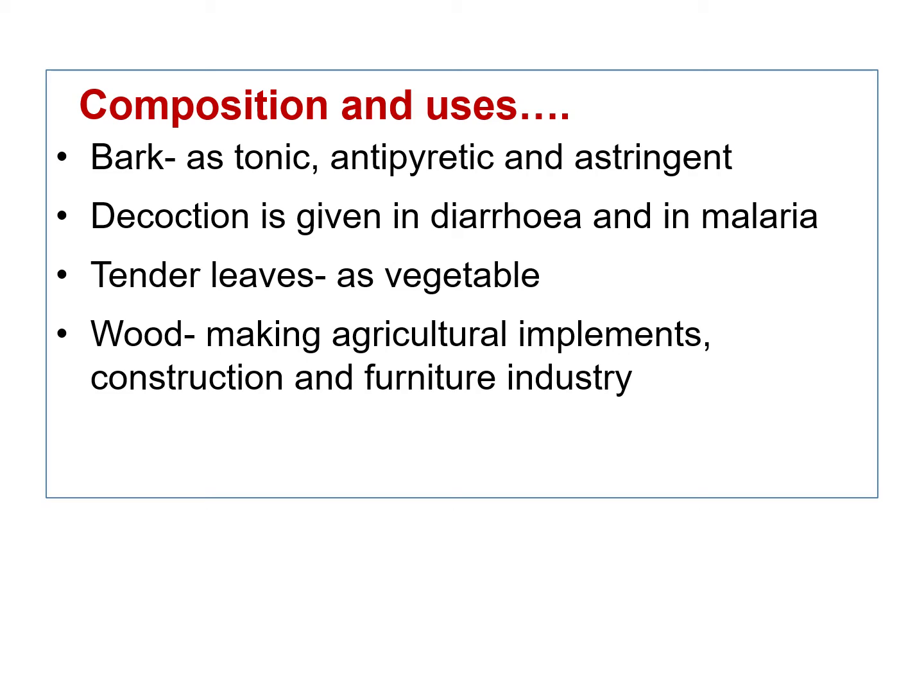Then the bark contains compounds which can be used as tonic, antipyretic and an astringent. Decoction is given using sapota for diarrhea and also in malaria. And in some places tender leaves are used as vegetable. Then wood is also used for making agriculture implements and also used in the furniture industry.